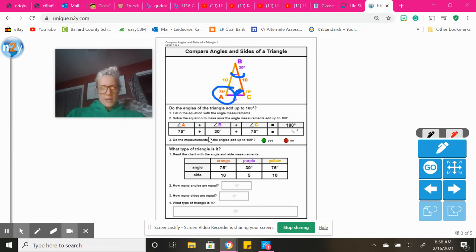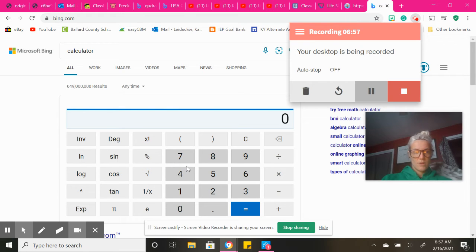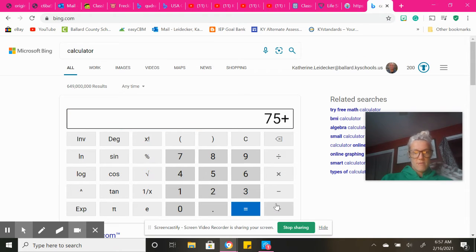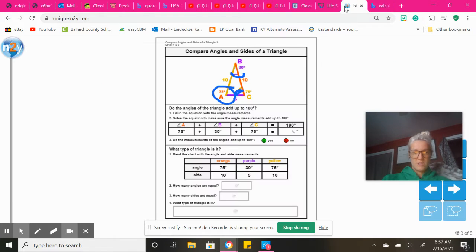Okay. So let's add up 75 plus 75 plus 30. So 75 plus 75 plus 30 equals 180 degrees. So yes, it does equal 180 degrees. So what type of triangle is it? So read the chart with the angles and side measurements.